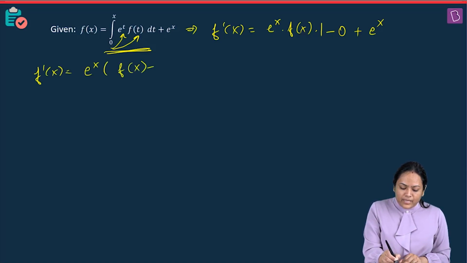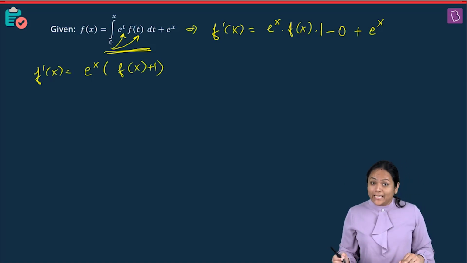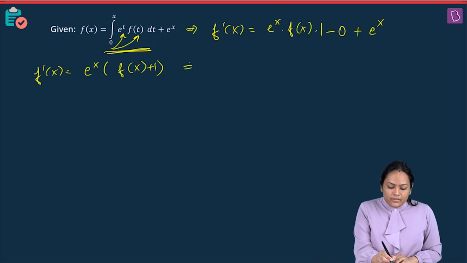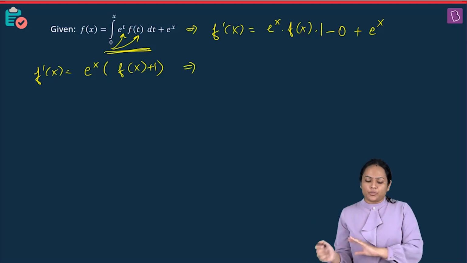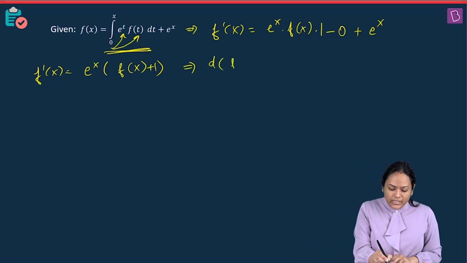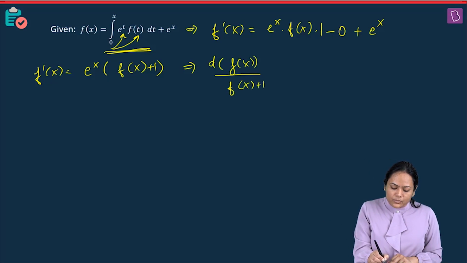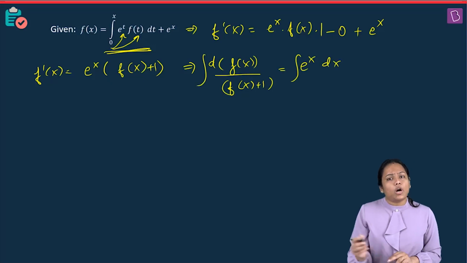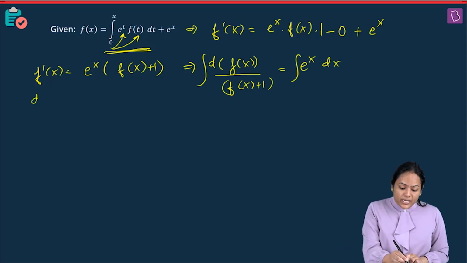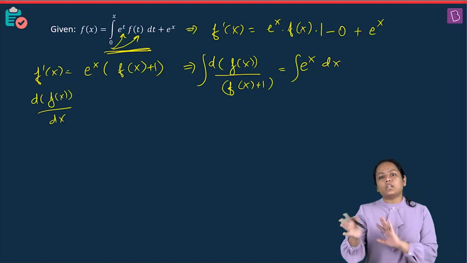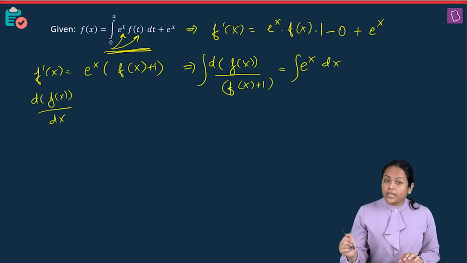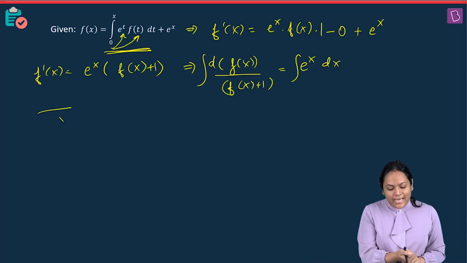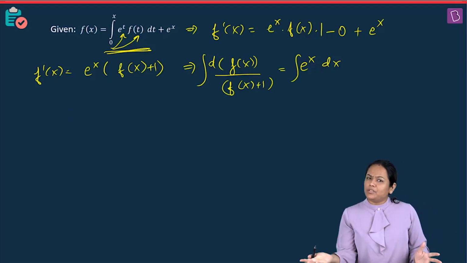So that means I have f dash x is equal to e raised to x multiplied by f of x plus 1. And if I separate my f and my exponential function, it's going to give me d of f(x) divided by f(x) plus 1 is equal to e raised to x dx. Have you understood how we have written this? f dash x is nothing but derivative of f(x) divided by d of x. So I have cross multiplied the terms. Okay. Now we can integrate, because this is in variable separable form.